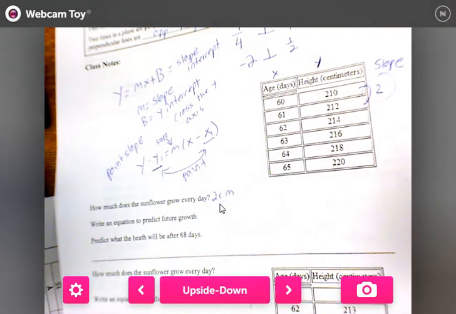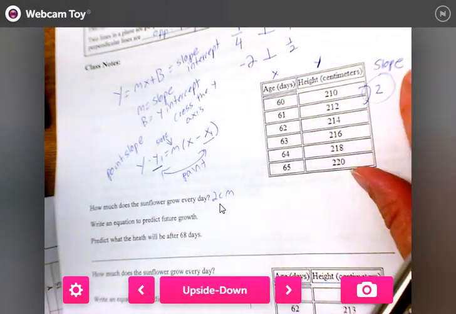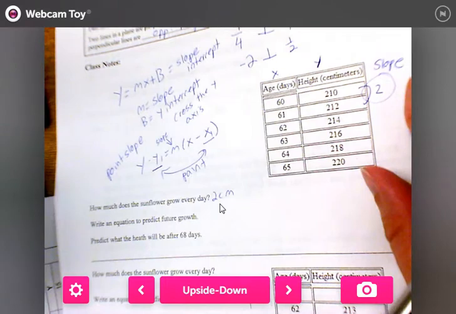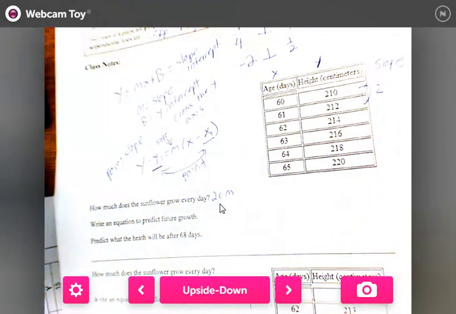So this is my X's, this is my Y's. My slope is going up by 2 each time. Let's think about sunflowers. When I plant a sunflower seed, you guys don't have this paper in front of you, do you? No. I totally forgot to give it to you, didn't I?